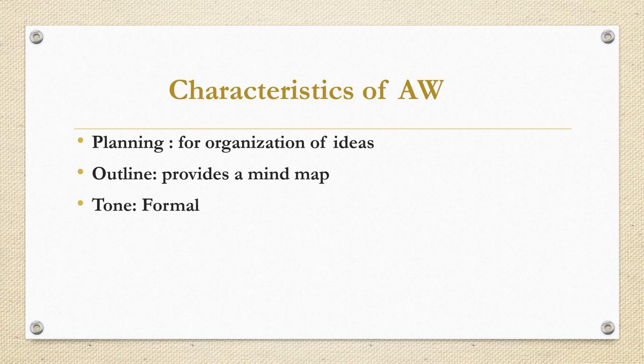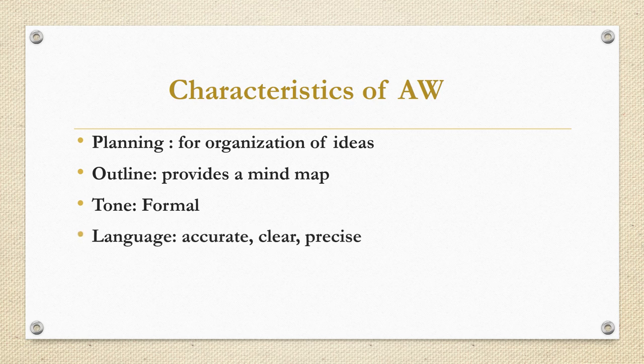Well, the third characteristic of academic writing is that its tone is formal. You do not have to use slang words or abbreviations or jargon. Jargon means those typical terms which are used in some other field, you don't have to use those. You have to use the formal language.